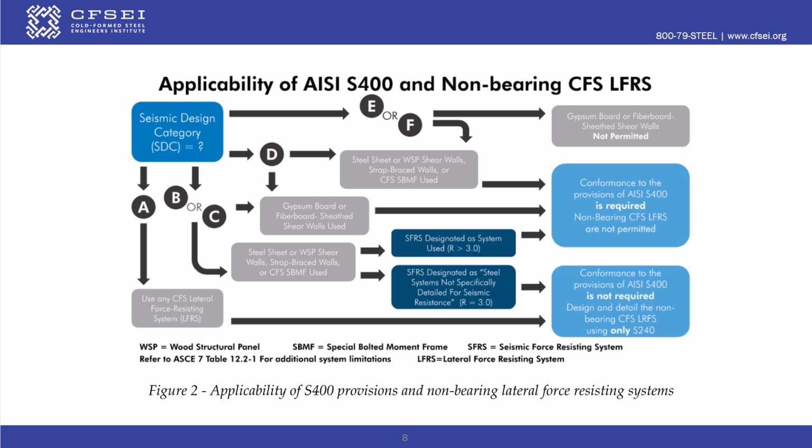These systems are only permitted in seismic design categories A, B, and C, and only then for select cold-form steel lateral force-resisting systems. Even in these design categories, the specific detailing requirements that are later posed in the tech note must still be met.